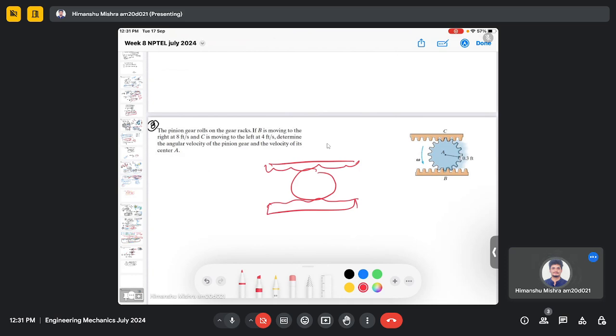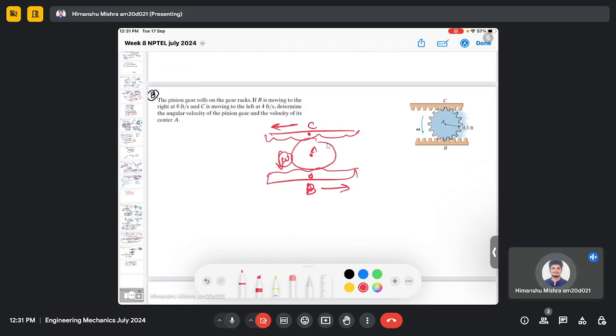but now this point B is moving to the right and this point C is moving to the left, and there is an angular velocity here. We need to find this angular velocity. So the difference is that the velocity at point B is not 0, and the velocity at point C is in the minus x direction. So again we have to write the relative velocity expression between point C and point B.